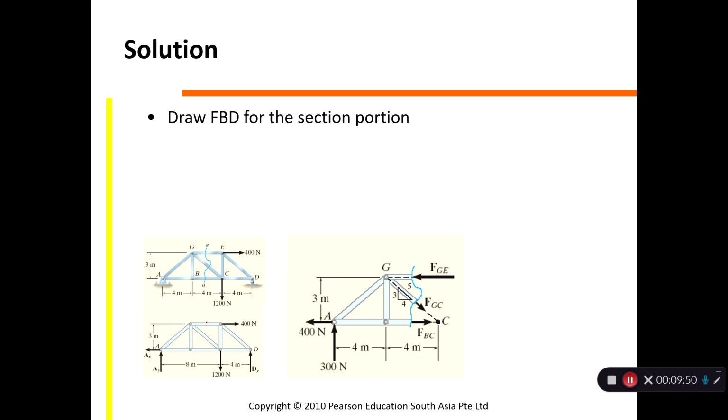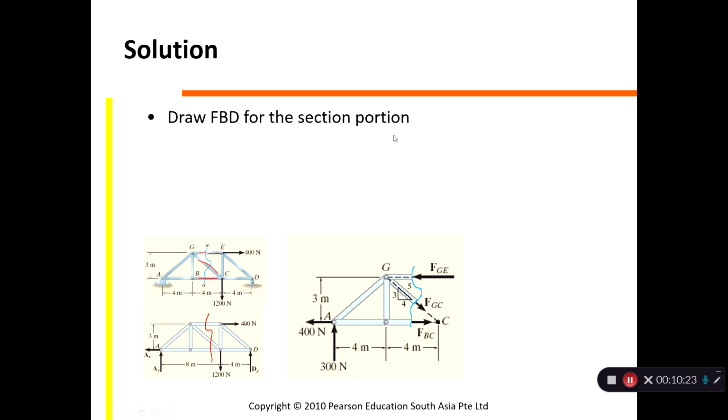Remember, we are cutting through here. So do you take the left side or the right side? The one that has fewer forces will be the left side, because it only has AX and AY. On the right side, there's 400, 1200 and DY. So we take the left side because you can solve the forces in these members GE, GC and BC using either side. So we take the left side.